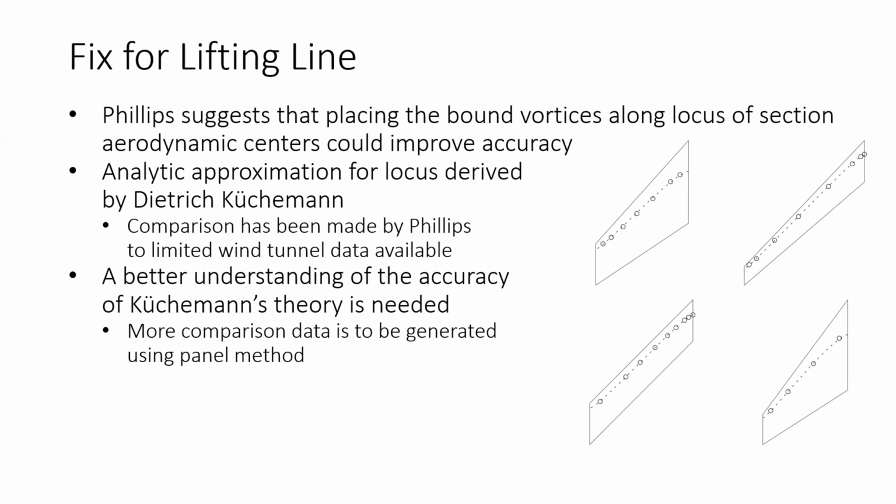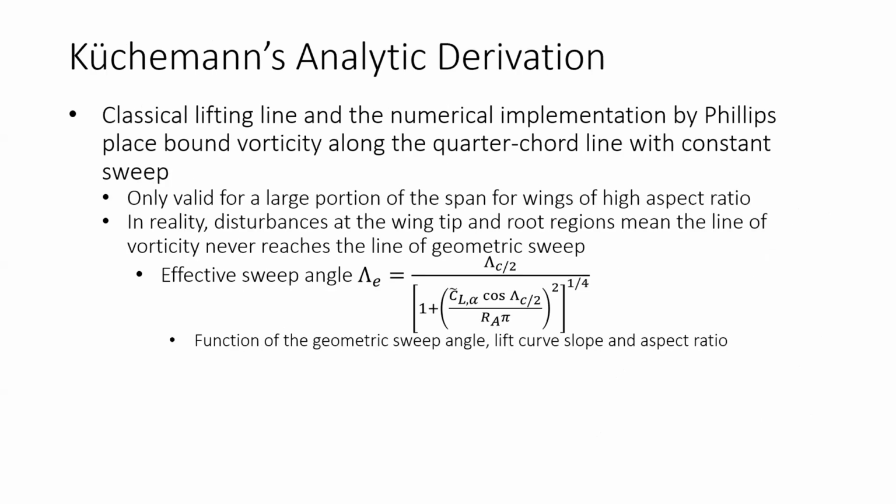So I started with generating more comparison data using a panel method. I'm not going to go into these equations. That's not useful. But what I wanted to point out is that Küchelmann said that the aerodynamic center is only at the quarter chord, like classical numerical lifting line says, for a large portion of wings with high aspect ratio.